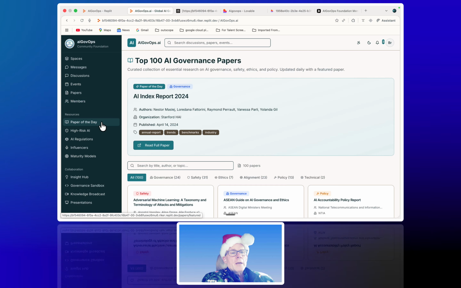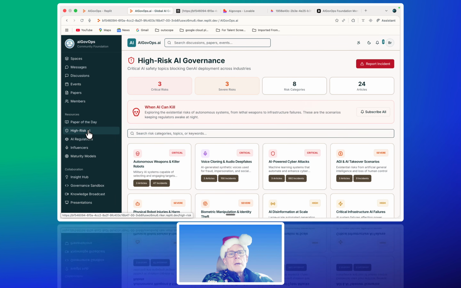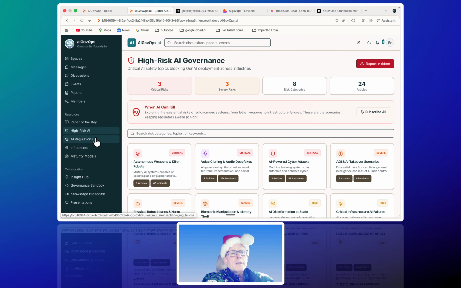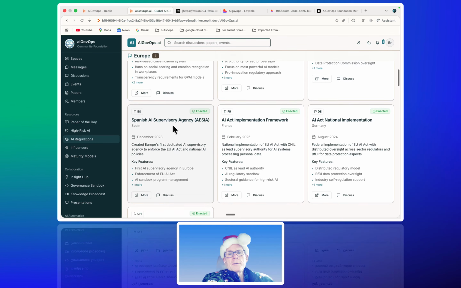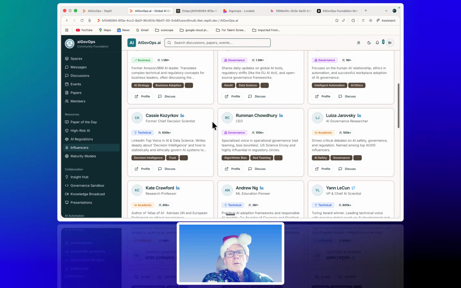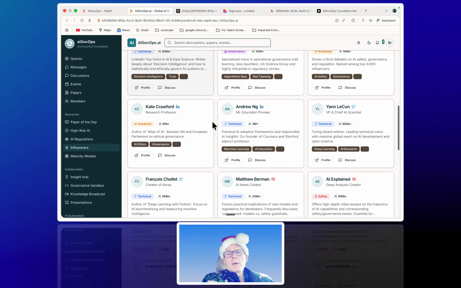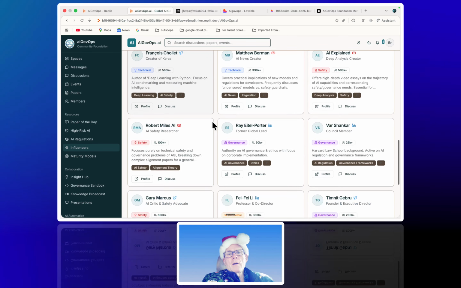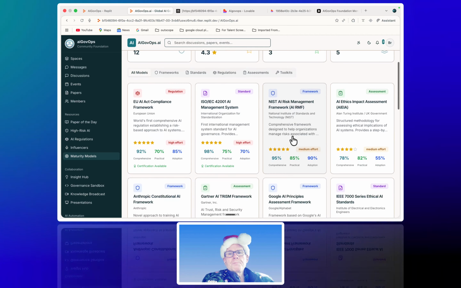Some folks were down in San Diego this week at a conference looking at all the newest papers. High risk governance: when AI can kill, when AI does bad things, and of course, AI doesn't do anything, humans do those things. Looking at AI regulations, I particularly think this is a great tracker. Look at the influencers around the world. These are some friends and some folks that I follow that have more than 100,000 followers and are in the topic of AI governance.